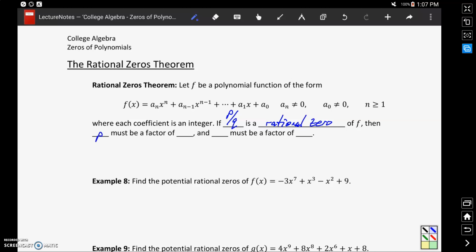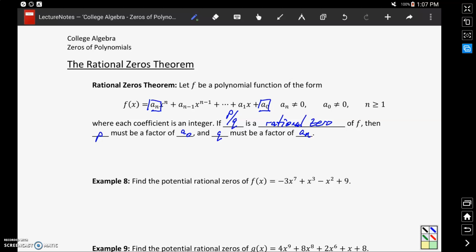that value p must be a factor of a sub 0, that constant that makes up the last term of our polynomial, and q must be a factor of a sub n, the leading coefficient, or the coefficient of that leading term of our polynomial.